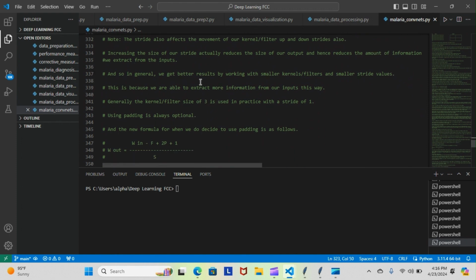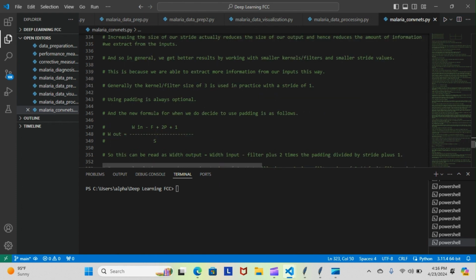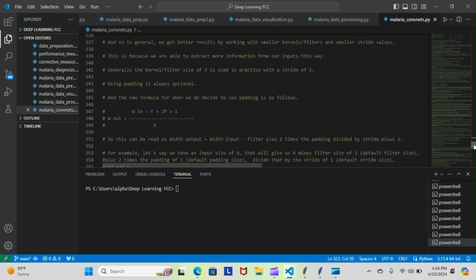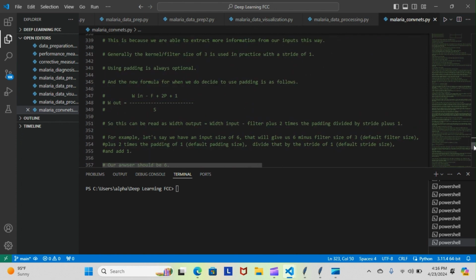So in general, we get better results by working with smaller kernel filters and smaller stride values. This is because we are able to extract more information from our inputs this way. Generally, a kernel filter size of 3 is used in practice with a stride of 1, meaning that's the default. The default size of a filter or kernel is usually 3, and the default size of the stride is usually 1. Using padding is always optional, so the padding is going to be 0 unless specified otherwise.